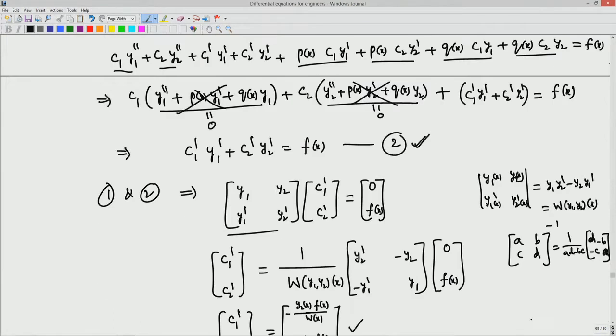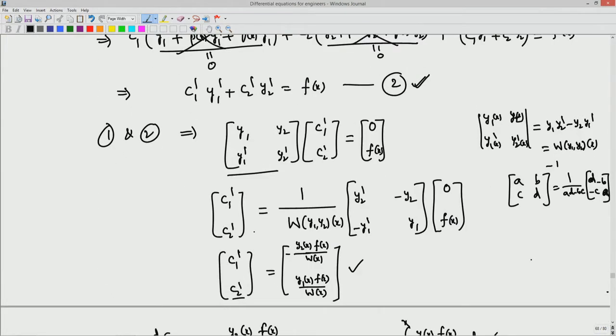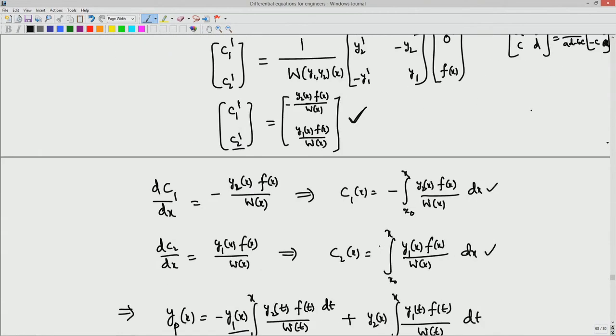If you solve this system of equations for C1 dash and C2 dash, you see the Wronskian matrix, with the unknowns C1 dash, C2 dash, and the right hand side is 0 and f of x. F is the right hand side function of the non-homogeneous linear ODE. You can easily find the solution by inverting this matrix, with 1 by the determinant, which is the Wronskian. This is what you will get as C1 dash, C2 dash.